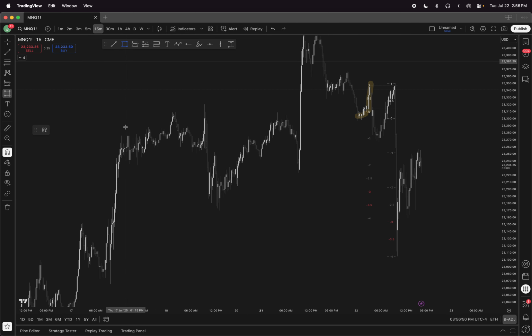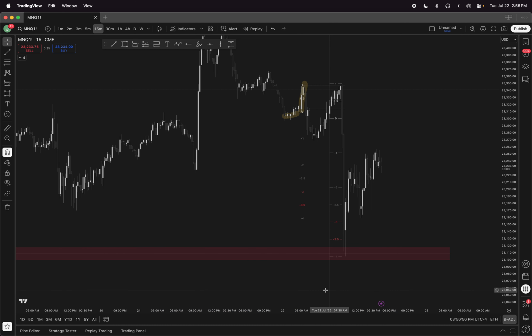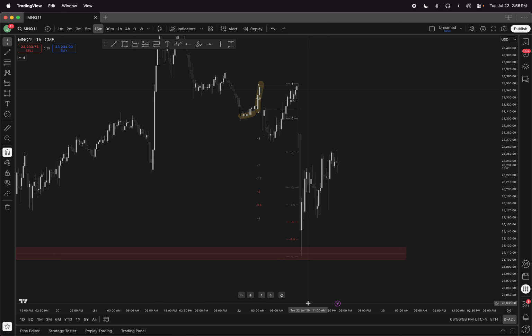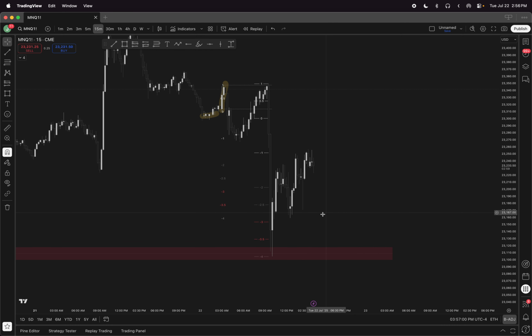So like here I do see a BPR, and then we tap CE into the CE of it, and -4 does line into it as well. So that could have been a bottom tick for you. And that's just a little brief overview of how I use standard deviation.